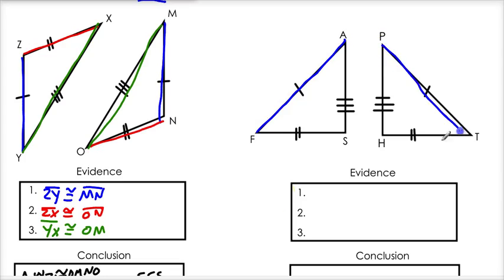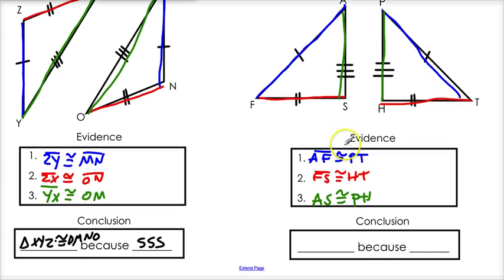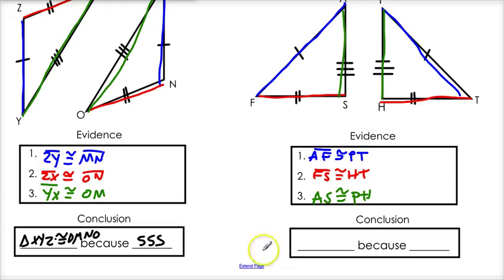AF is congruent to PT. So we're just going to write that out. Our second piece of evidence is that FS is congruent to HT. And our third piece of evidence is that AS is congruent to PH. So now that we have three pieces of information, these are all sides, I know that triangle AFS is congruent to triangle PTH.